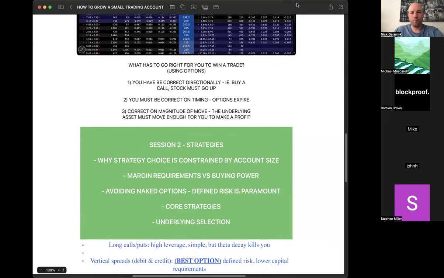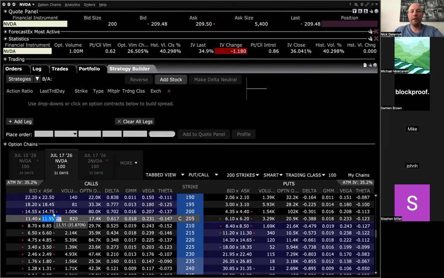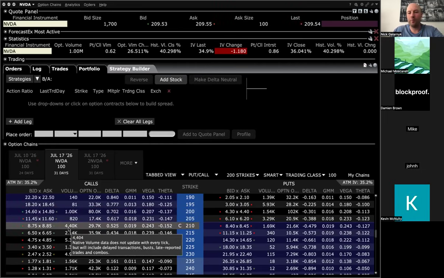So going back to our discussion on NVIDIA, it's like my screen is a bit frozen. There we go. On the same line of thinking that we had before, instead of just buying the call option, we can, in our margin accounts, sell a call option against our call option, or we can sell a put option against our put option, right? Creating a call spread or a put spread.